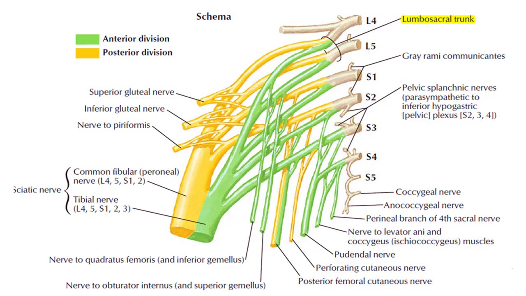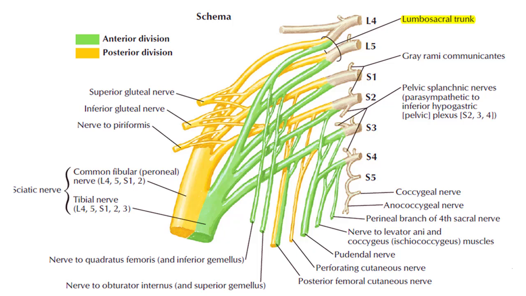These branches provide motor and sensory innervation to the posterior thigh area, lower leg, entire foot, and part of the pelvis. Again, I am going to repeat this: the posterior thigh area, most of the lower leg, entire foot, and part of the pelvis are supplied by the sacral plexus.